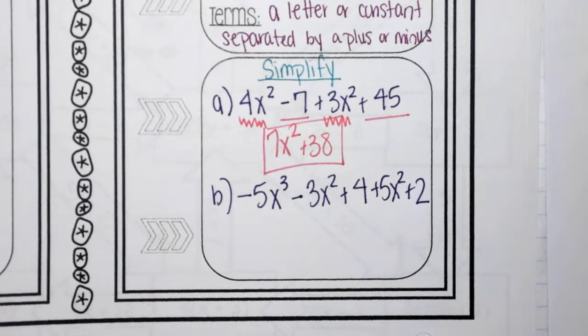How many terms were in the final answer of A? 2. All right, for B, do we have anything to combine with negative 5x cubed? No, so what do we do with it? Bring it down.